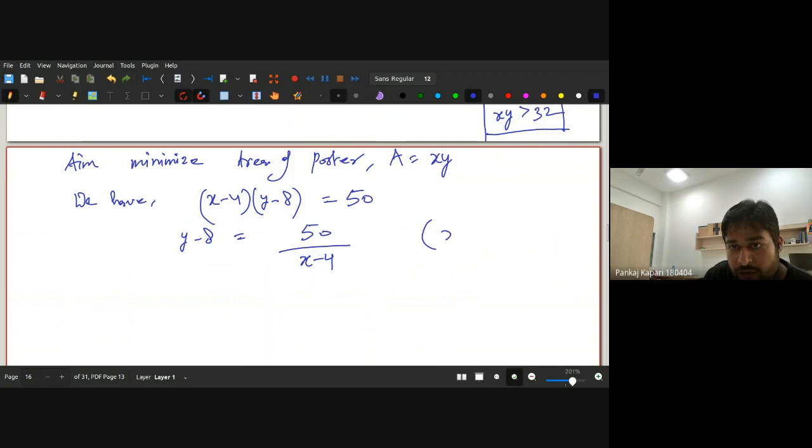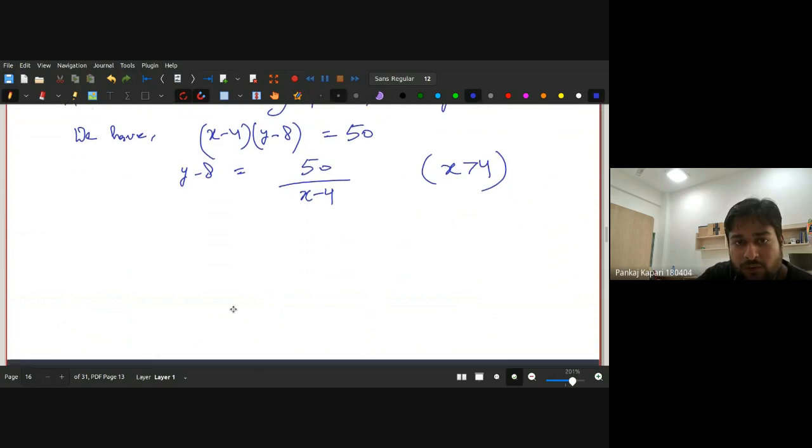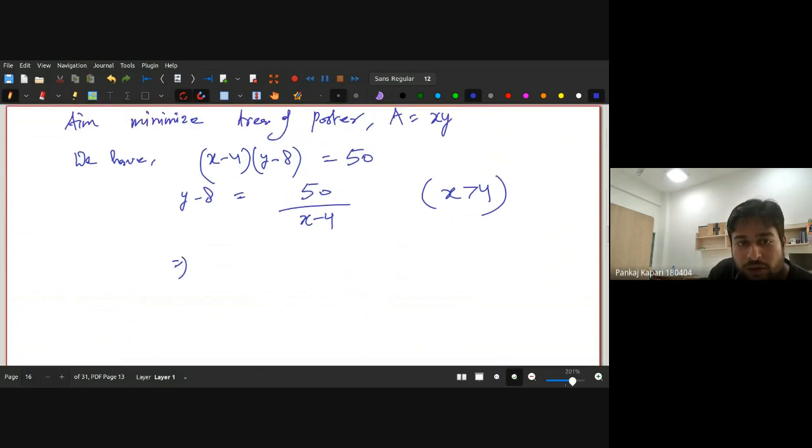Okay, so notice that we are assuming x to be greater than 4. So x is not equal to 4. We are assuming x is greater than 4, so we can divide by x minus 4, right? So this constraint gives me that y must be 8 plus 50 divided by x minus 4, right?